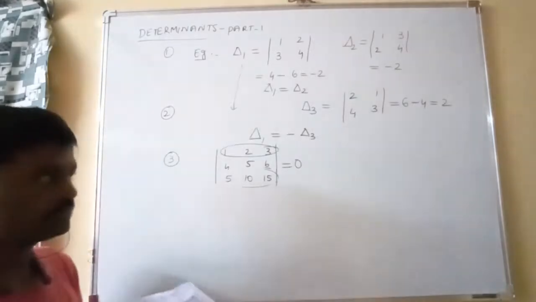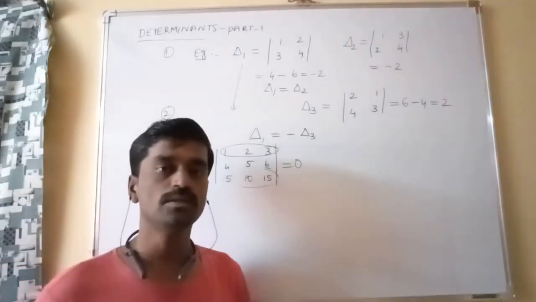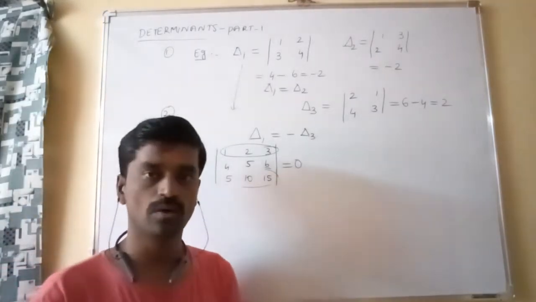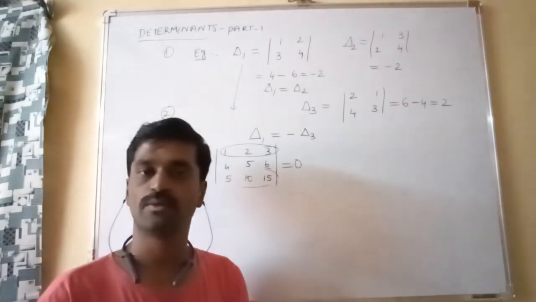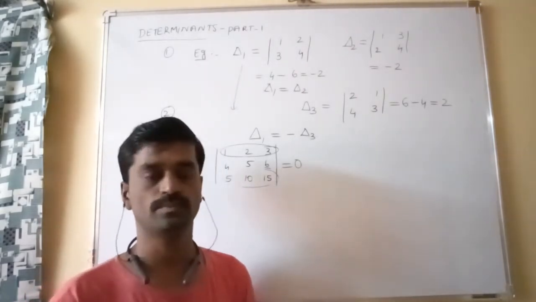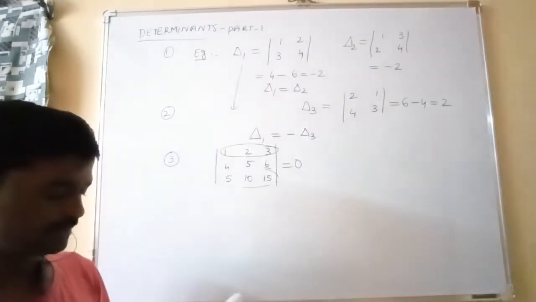Next, one more, the fourth property. If each element of a row or a column is equal to 0, then the value of the determinant is 0. Okay, next property.